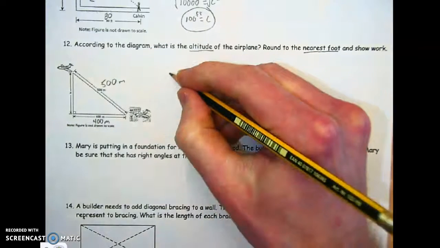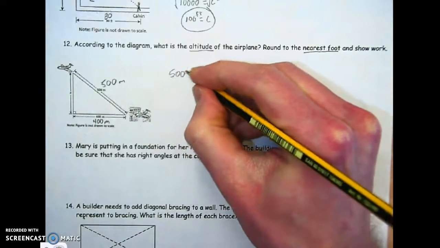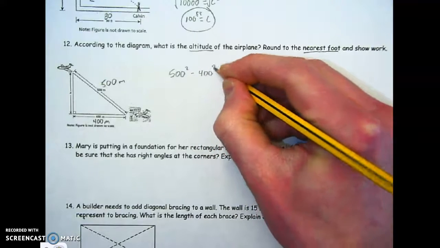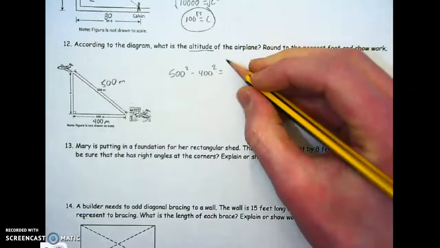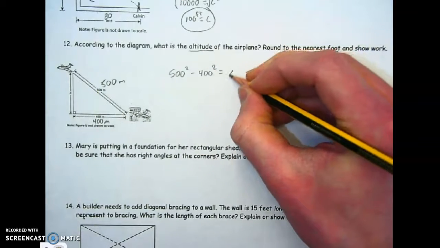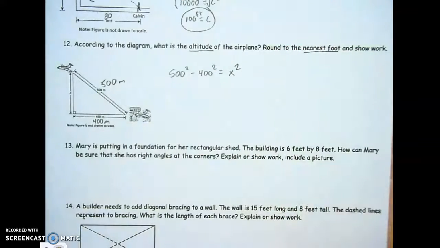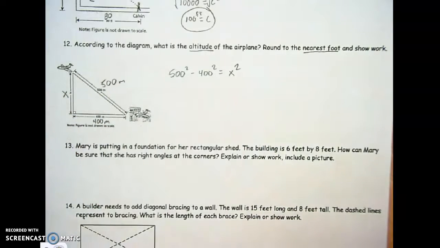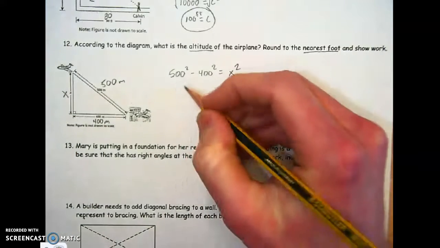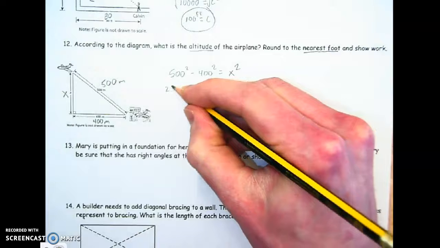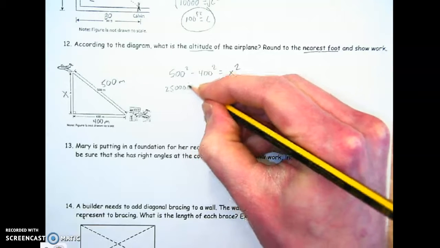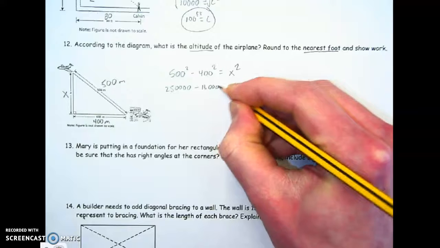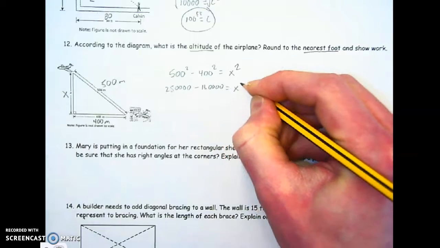So that'd be 500 squared minus 400 squared is going to give us that missing one. That's called x in this one, so I'm going to call it x squared. There's an x right here. Alright, that'd be 25 and then 4 zeros. This would be 16 and 4 zeros. Equals x squared.